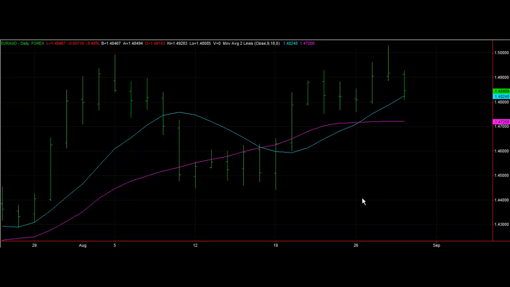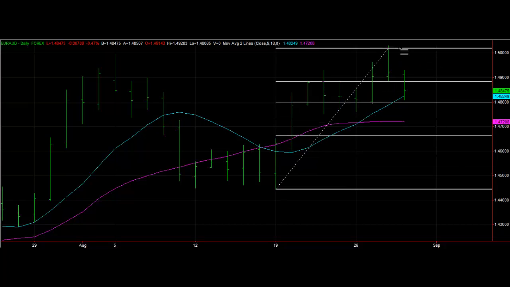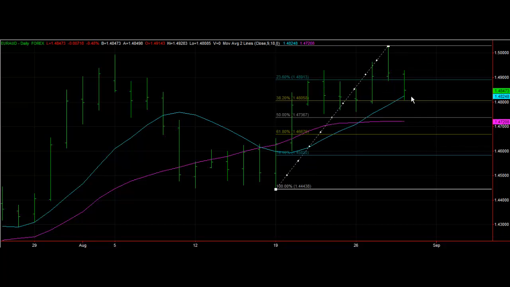Another chart we're keeping our eyes on today is the EUR-AUD chart. This happens to be a daily chart of that cross rate. We can see that the euro has moved lower against the Aussie, and when we take a look at some analysis, we can see that today's intraday low is right around the 38.2% retracement level of this recent range. So let's keep our eyes on that rate.